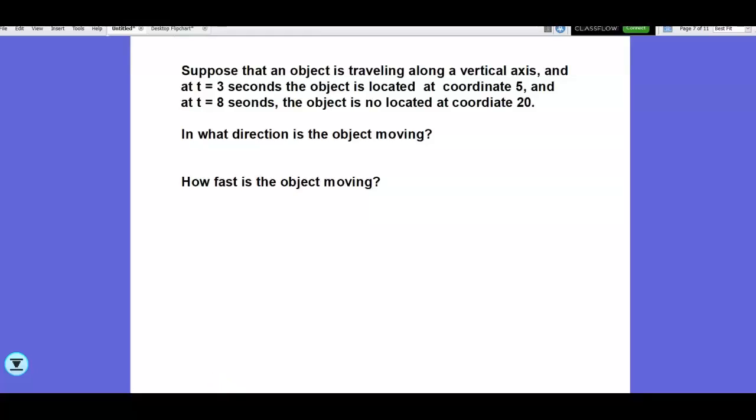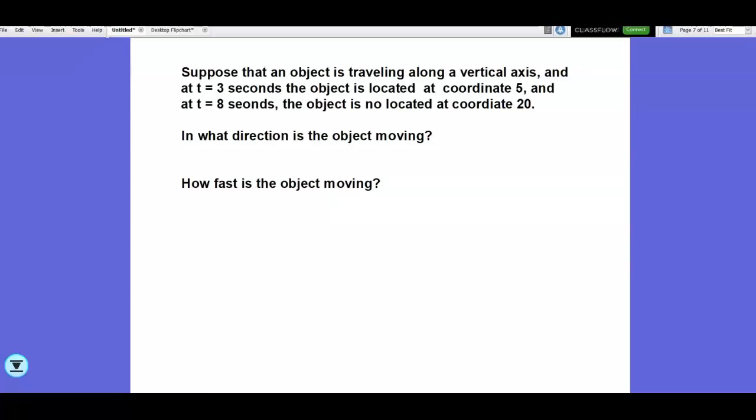All right, so ponder this question here for a second. Suppose that an object is traveling along a vertical axis, and at t equals 3 seconds, the object is located at coordinate 5, and at t equals 8 seconds, it's located at coordinate 20. So we're on a vertical axis, and at t equals 3 seconds, the object is located at 5, so we'll say that's 5, and that's for t equals 3. And then at 8 seconds, it's located at 20.